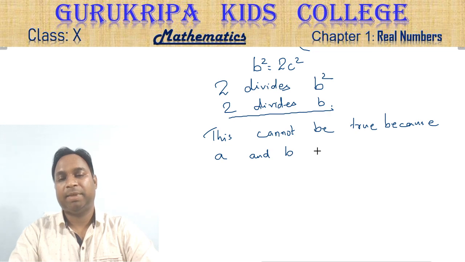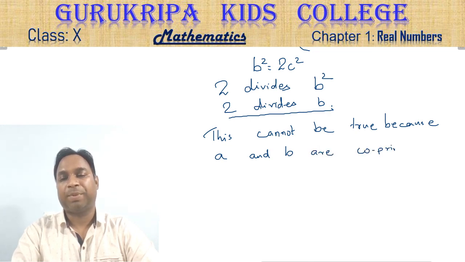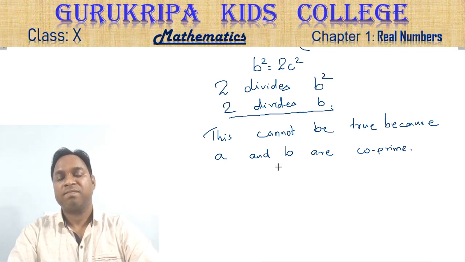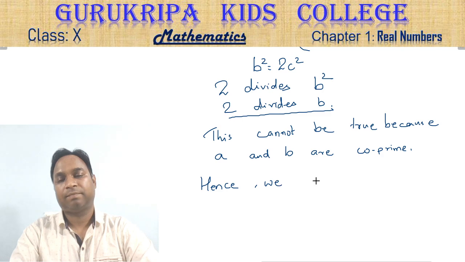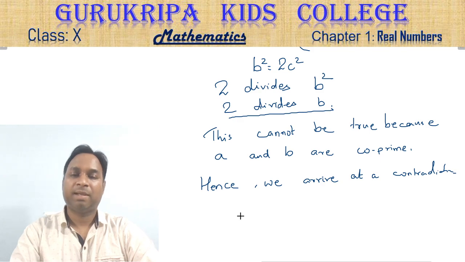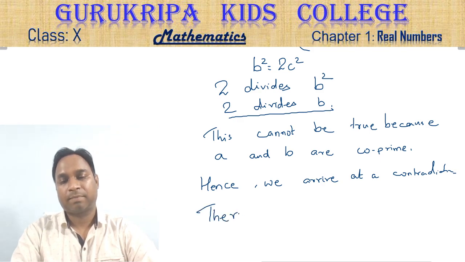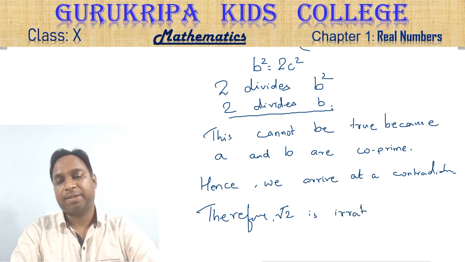Because a and b are co-prime. Hence we arrive at a contradiction. Therefore, square root 2 is irrational.